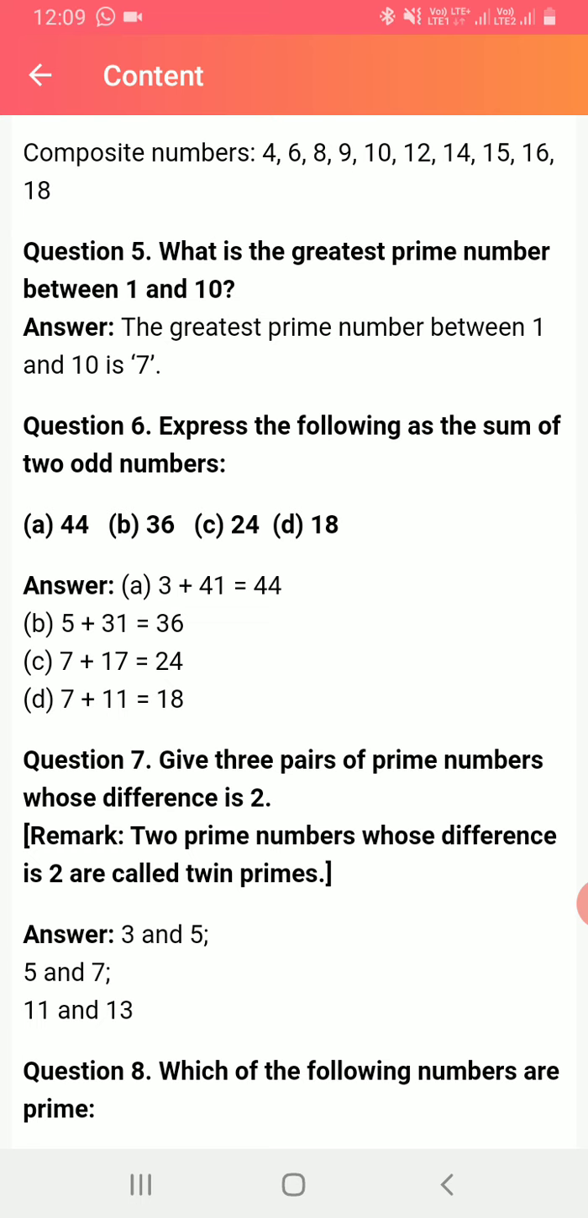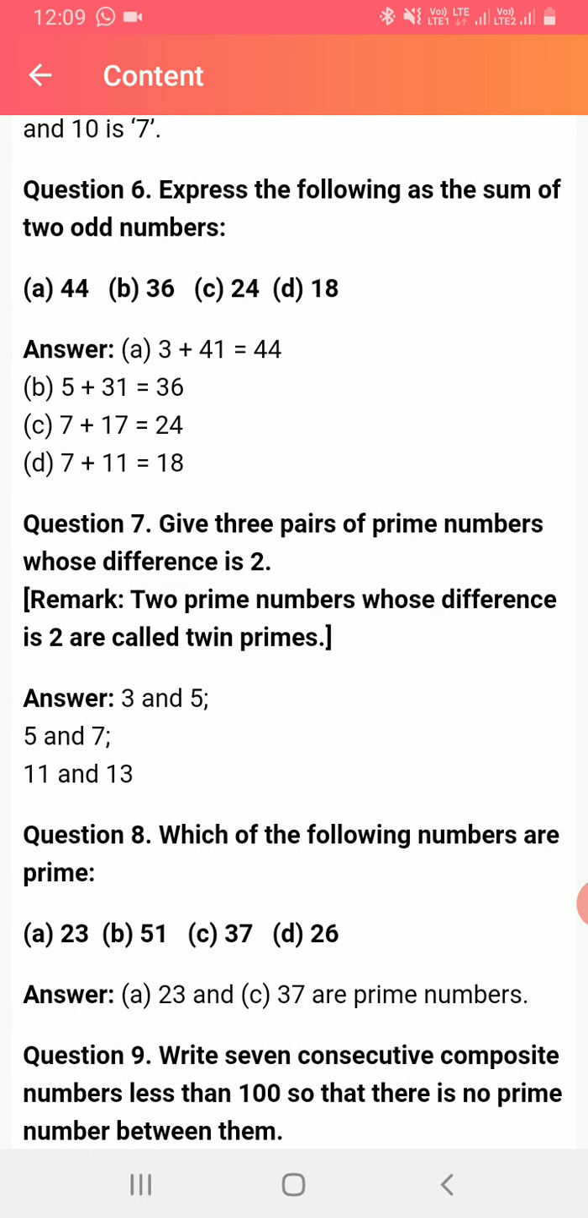36 can be written as 5 plus 31. Both are odd numbers. When you add, you will get 36. 24 as 7 plus 17, you will get 24. So both are odd numbers. Fourth one, 7 plus 11 is equal to 18. So again, it is up to you, children. As you decide, you can choose two odd numbers. When you add them, you should get the answer as 44 or 36 or 24 or 18.